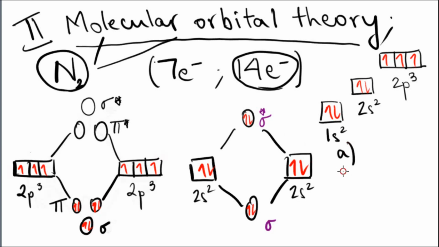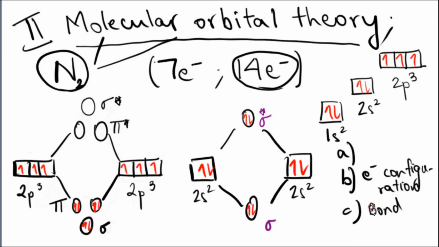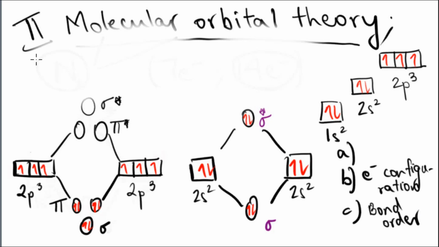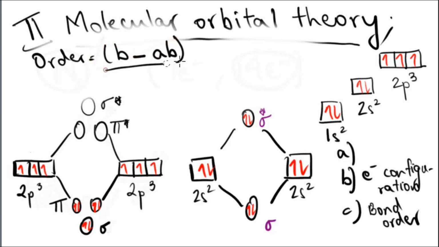Okay, so when you get this question in the exam, you have 4 parts. So A is drawing the molecular orbital theory for the element, the diagram. Second is the electron configuration, which I'll show you in a little while. C is the bond order. Now the bond order is equal to the number of electrons in the bonding shells minus the number of electrons in the antibonding shells divided by 2.